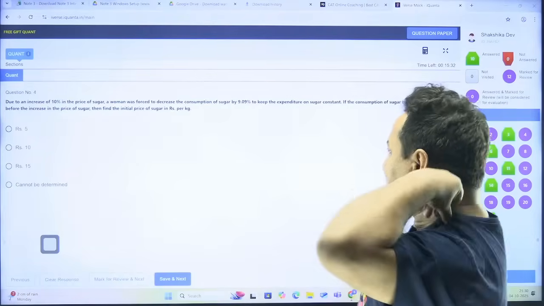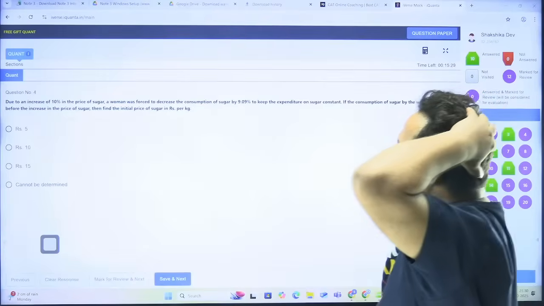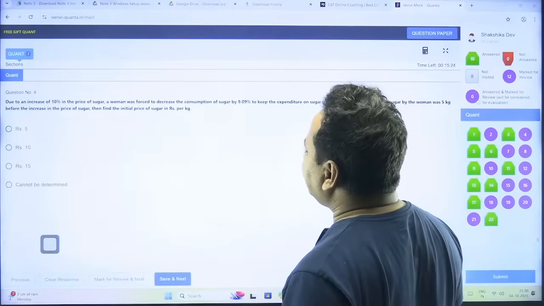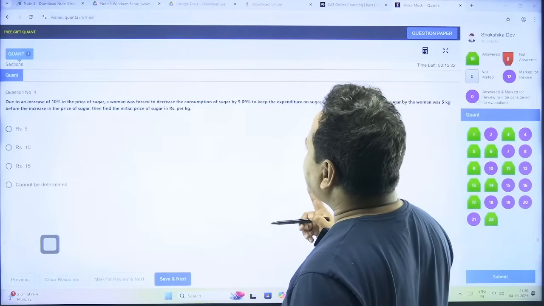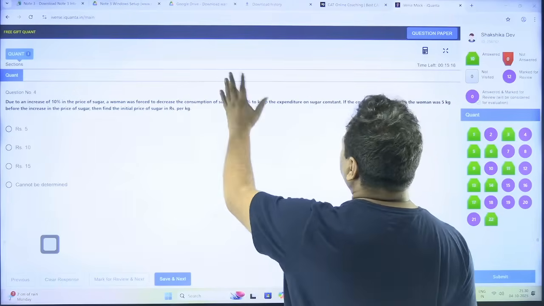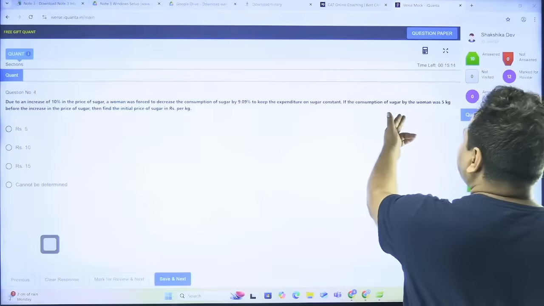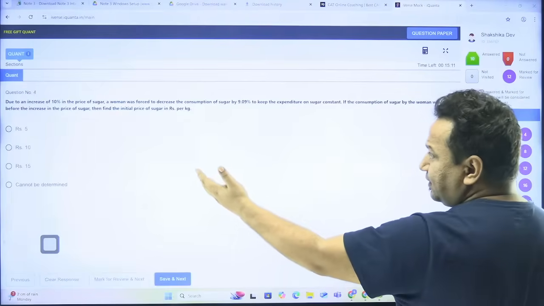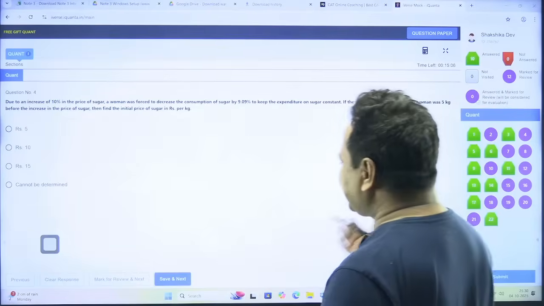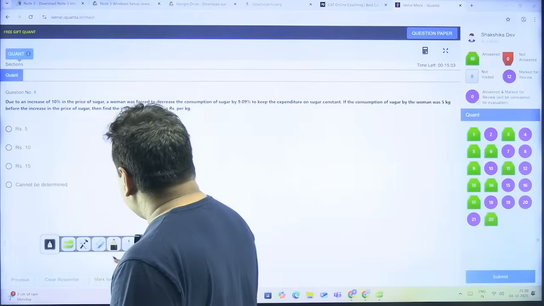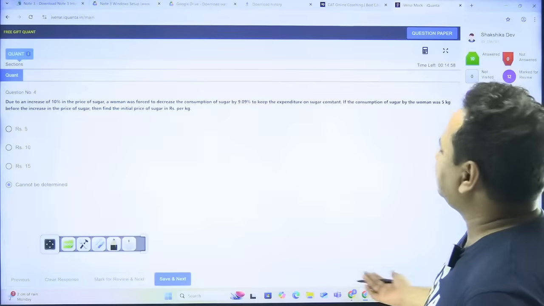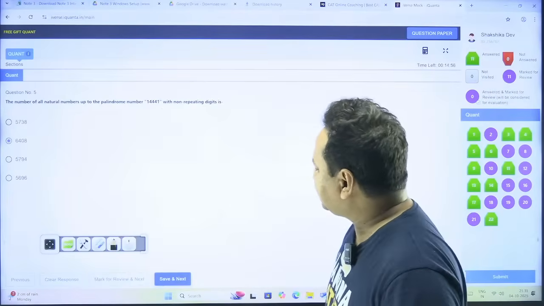Let me do one more question here. With an increase of 10% in the price of sugar, a woman was forced to decrease the consumption. The consumption of sugar by the woman was 5 kg before the increase in price. Find the initial price of sugar in rupees per kg. Seriously? That doesn't make any sense. This is not even a question. CBD is the answer. Wow. Was that a joke?